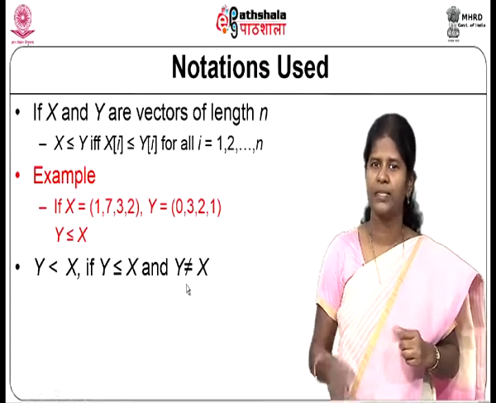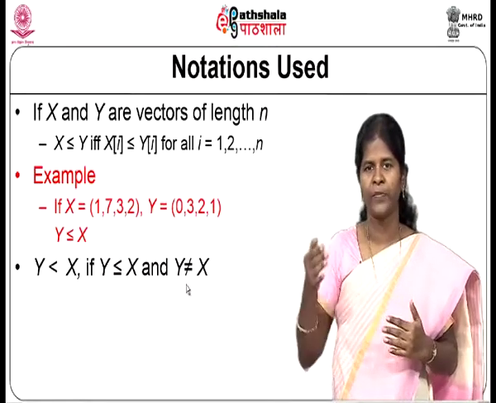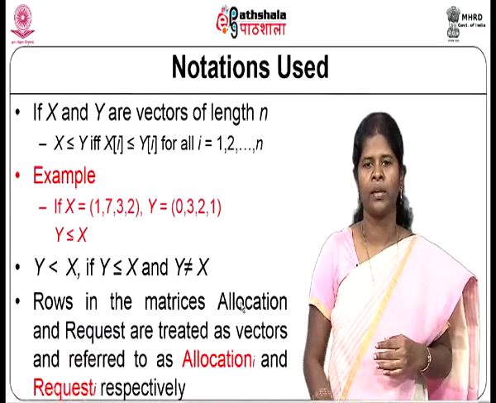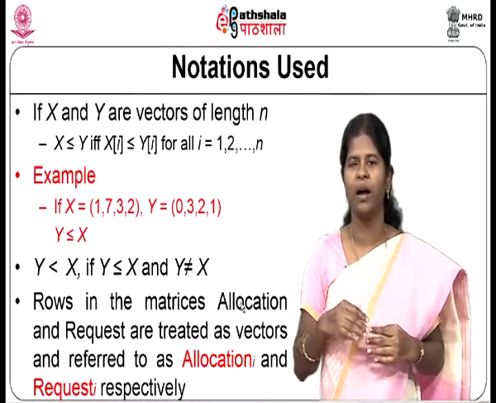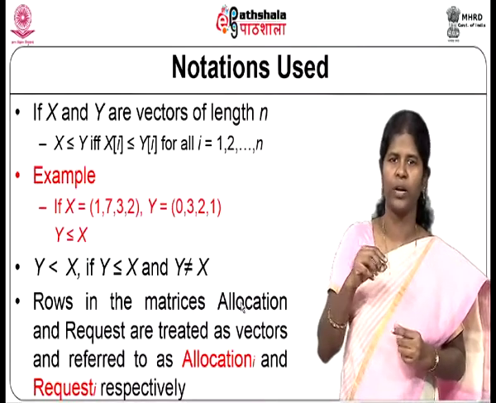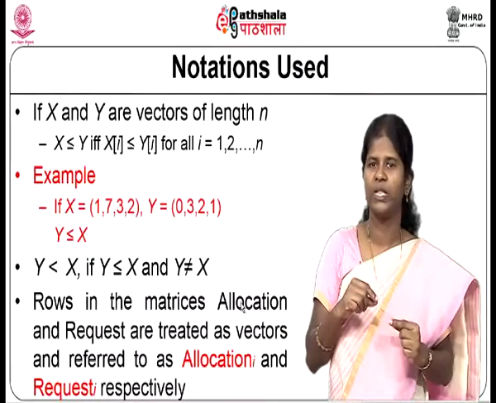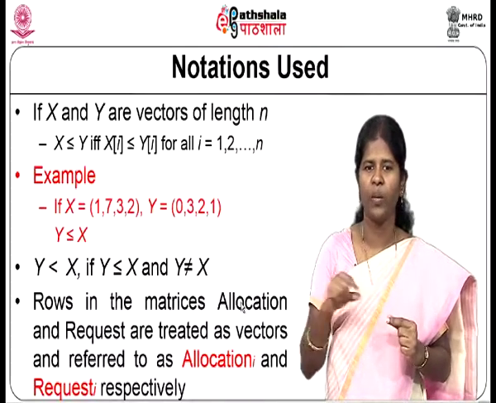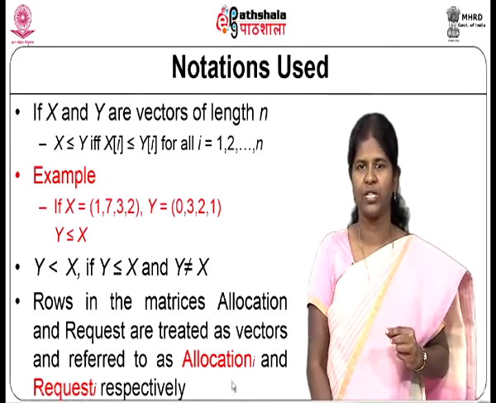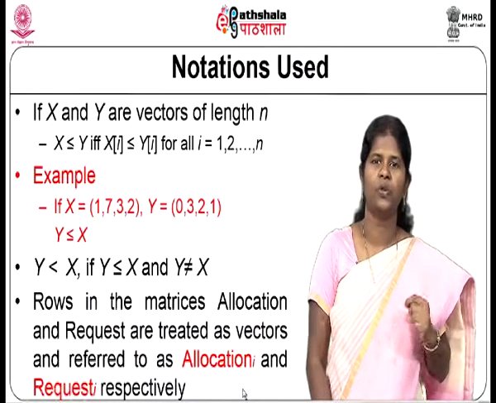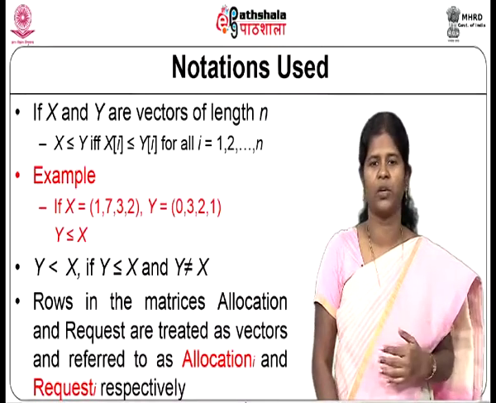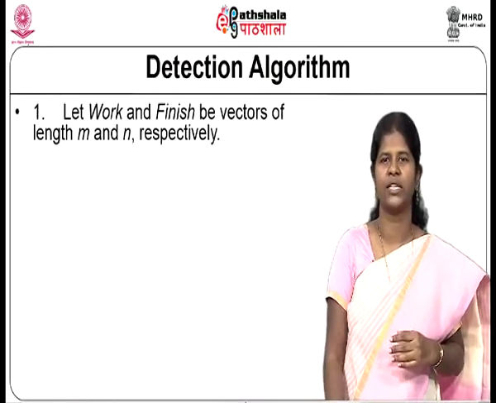That is, each element is less than or equal to the corresponding element in the other vector, and the vectors are not equal. And here you have rows in the matrices allocation and request, and each row is again treated as a vector. The row in the allocation matrix is denoted as allocation i, and the row in the request matrix is denoted as request i. Allocation i corresponds to the resources allocated to process Pi, and request i corresponds to the resources requested by process Pi. Now let's see how this detection algorithm works.